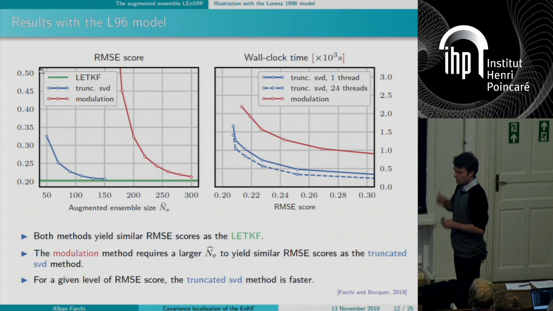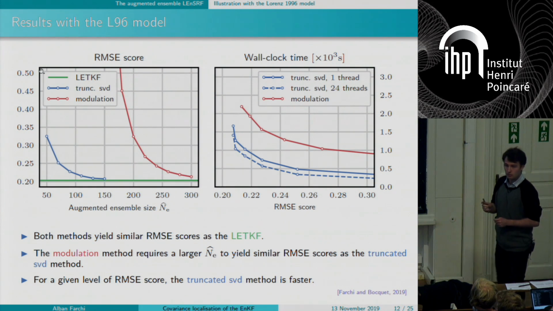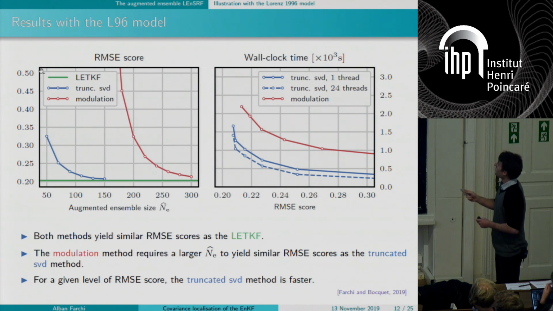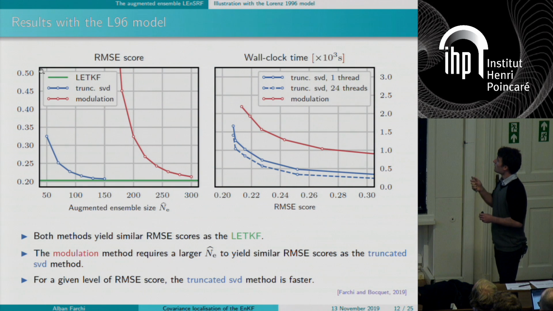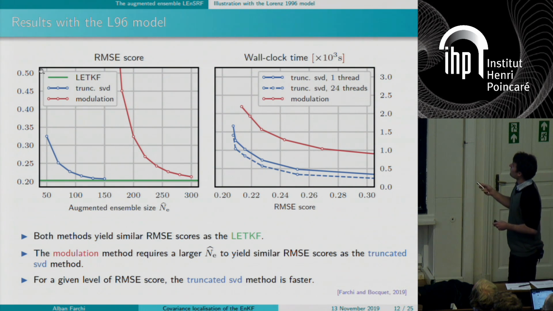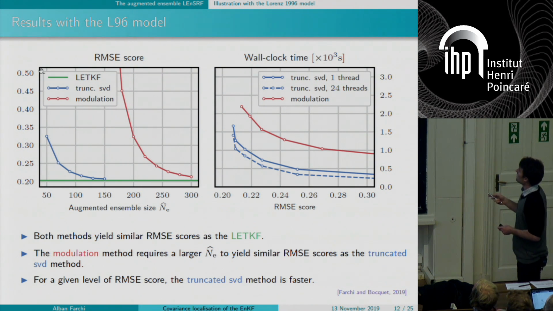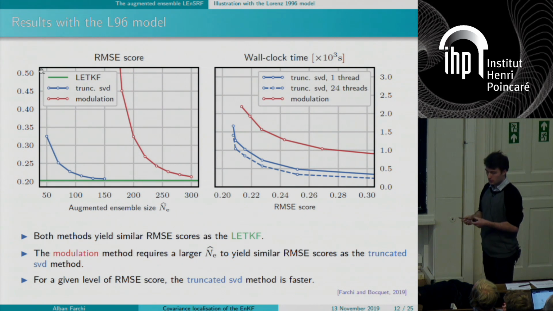method. However, before we jump to conclusions, we must take into account the fact that the modulation method is a bit faster, which is why on the right we plotted the wall clock time as a function of the RMSE score. So you have in red the modulation method, and in blue the truncated SVD method with and without parallelization. And now you can clearly see that for a given level of RMSE score, the truncated SVD method is faster.